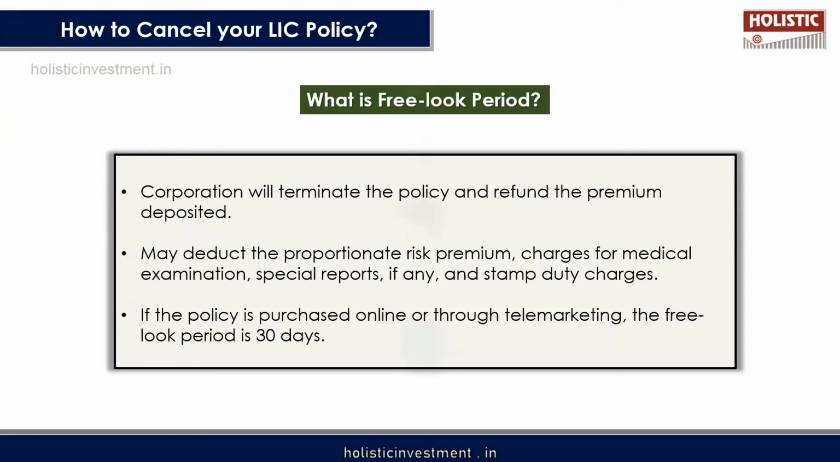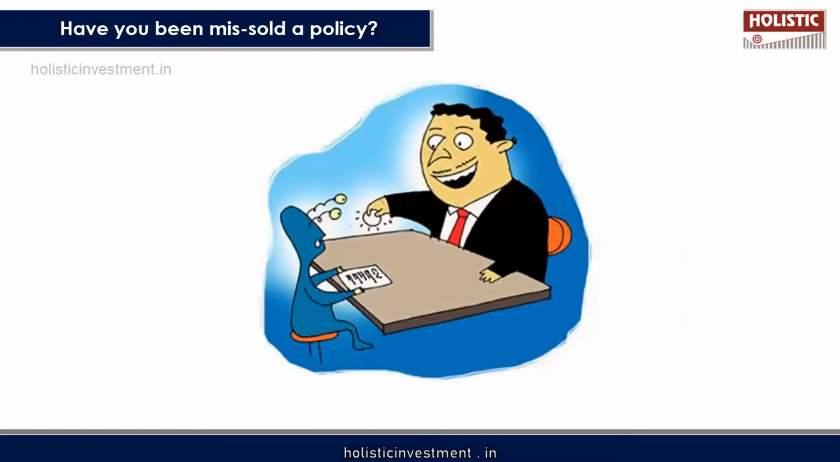Now let's understand what is misselling. Some insurance agents or brokers sell you insurance products by giving a wrong picture of the product. It may include giving wrong information, giving unrealistic information, or not giving full information about the product. So if you have been missold an LIC policy, then there is definitely a way out.